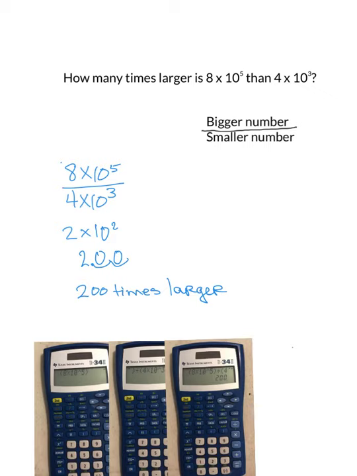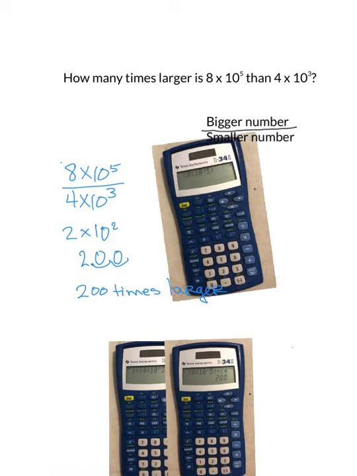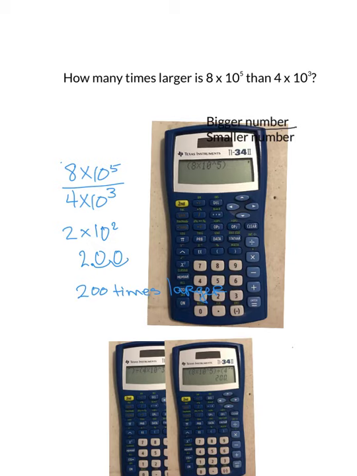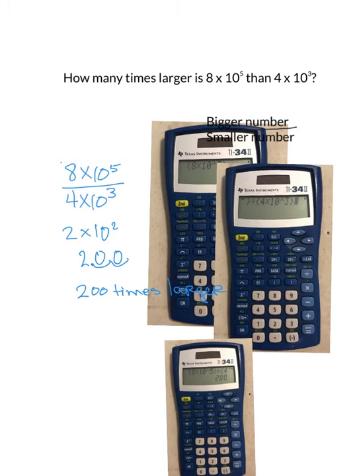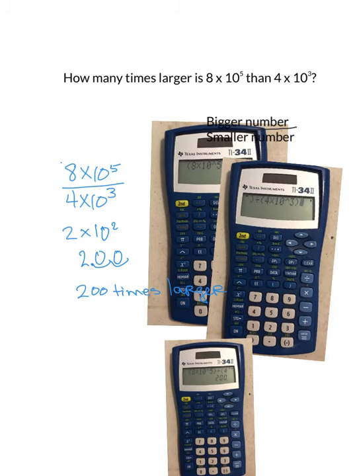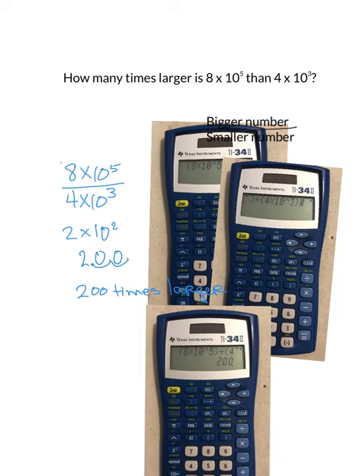Let's put that in our calculator. We have 8 times 10 to the 5th, and remember, we put parentheses around everything. Then we have divided by 4 times 10 to the 3rd. If we press enter, we have 200 times larger.